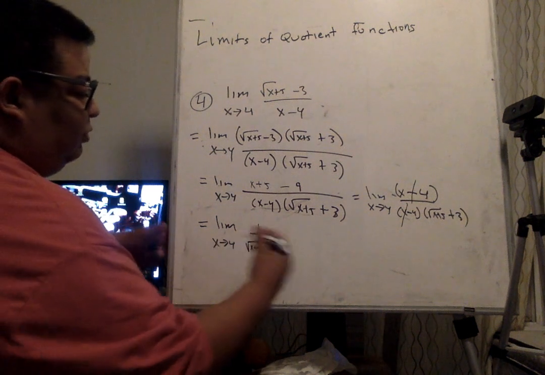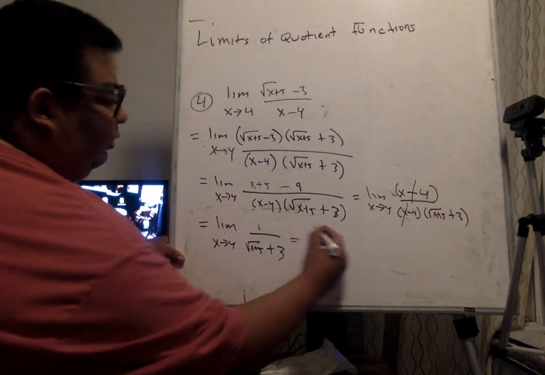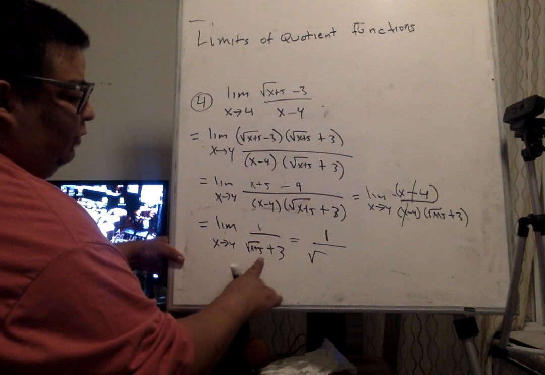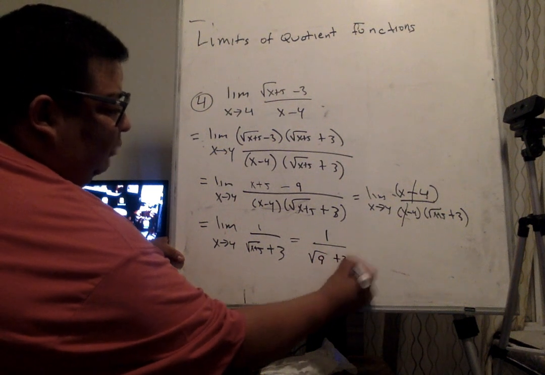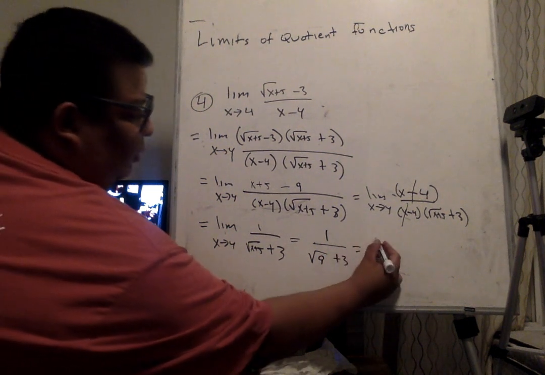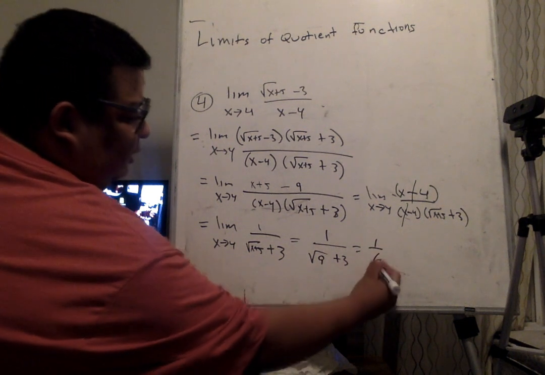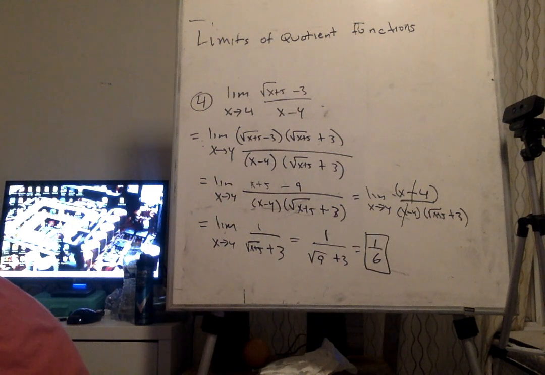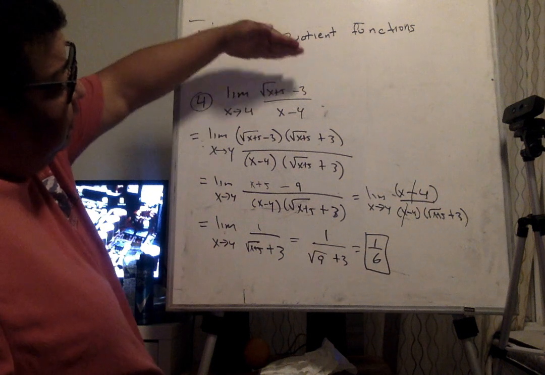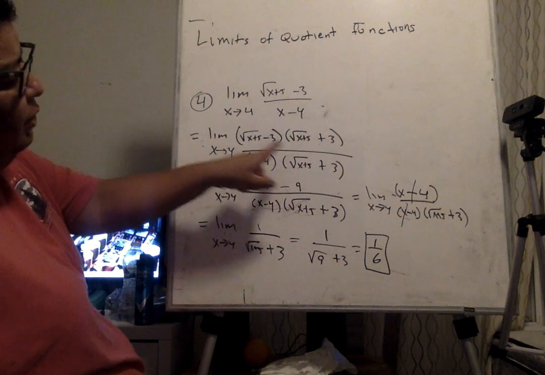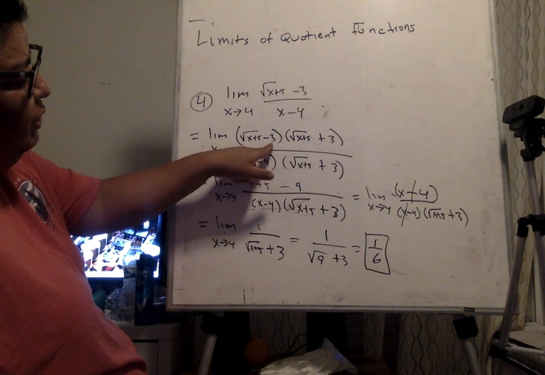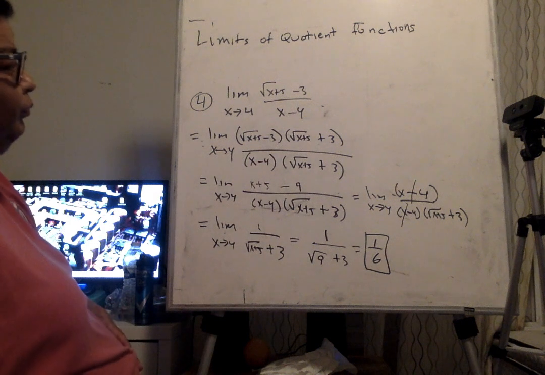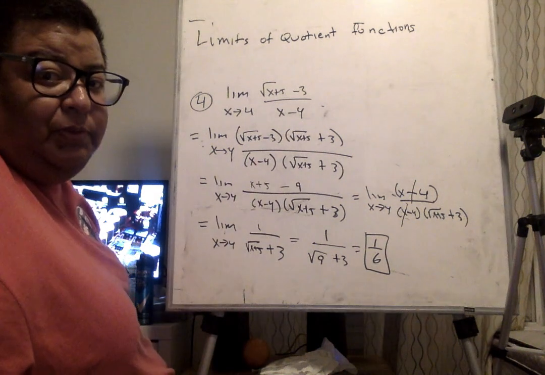Alright, so the final step is just to plug in. That would be plugging in 4. That would be 1 over, we're plugging 4 here, that would be 4 plus 5, that's 9, square root, plus 3. Square root of 9 is 3, so that would be 1 over 3 plus 3, which is 6. And that's our final answer. Notice when you have something that looks like this, try to multiply by the conjugate. The conjugate is the opposite of what is here. So if it is minus, you put a positive. If it is a positive, you're going to put a minus here. That's how you do this type of problem.